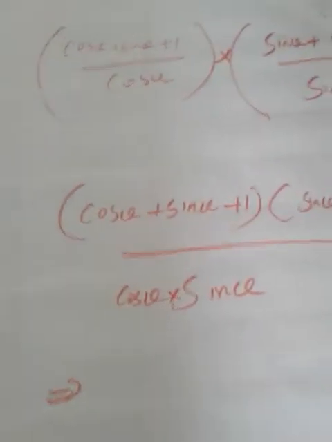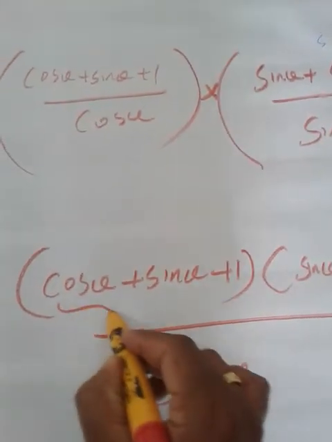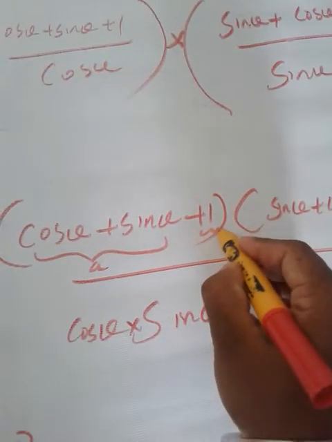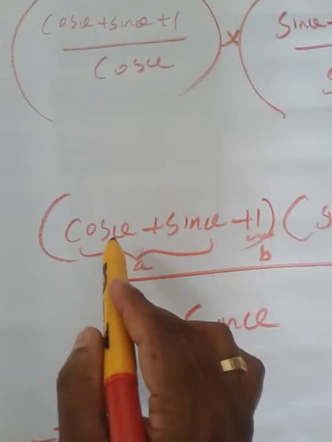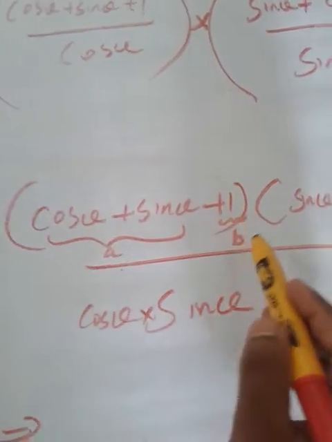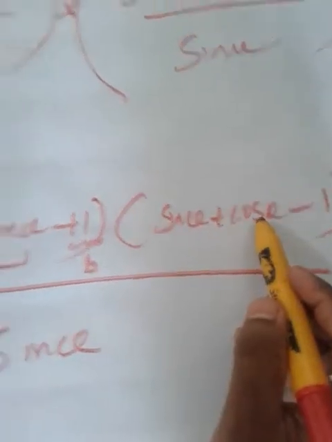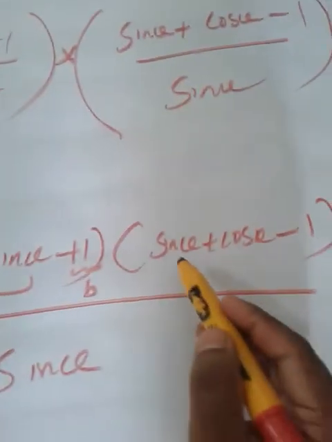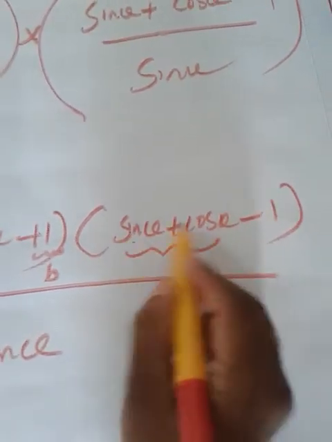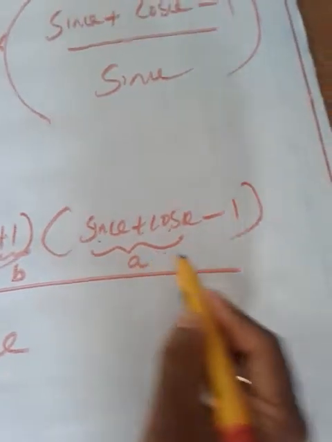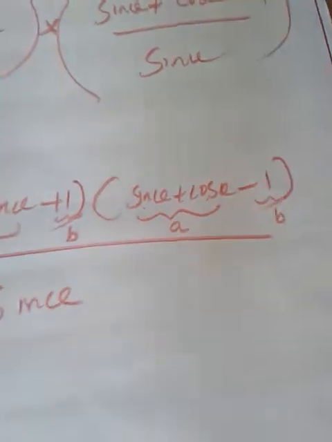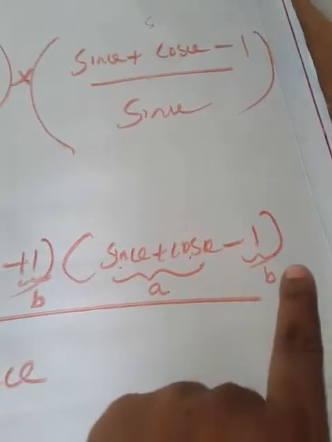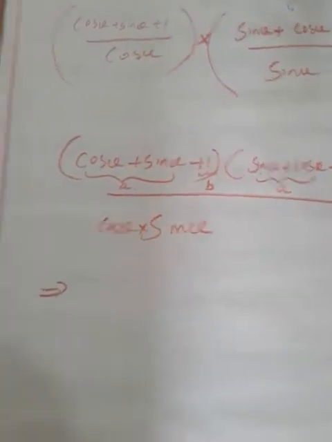Now we consider cos theta plus sin theta as a single term, A, and consider 1 as B. And here also, sin theta plus cos theta is nothing but cos theta plus sin theta. If we consider cos theta plus sin theta as A, then sin theta plus cos theta should also be A. We already considered it as A, and we consider 1 as B. Now it came in the form A plus B into A minus B. What is A plus B into A minus B? A square minus B square.